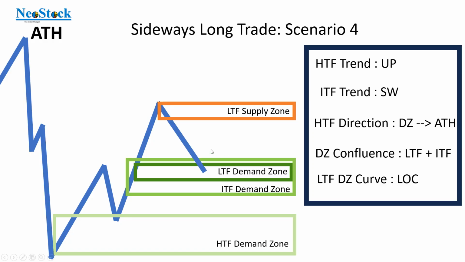So remember this point. It's very, very important. In this example, I am displaying LTF supply zone. In this scenario, prices will reach it. If there is no LTF supply zone, then the only target is all-time high. Now, can we plan a trade here?